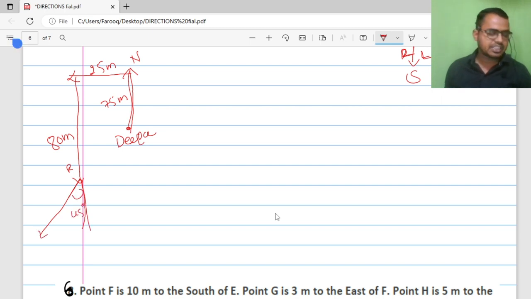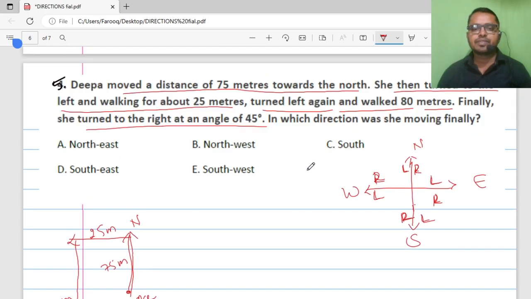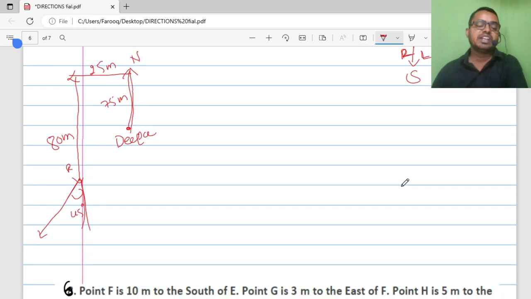Now which direction is she facing? In which direction was she moving finally? After the 45-degree turn, she is walking again continuously. Which direction is she walking? Which direction is it?